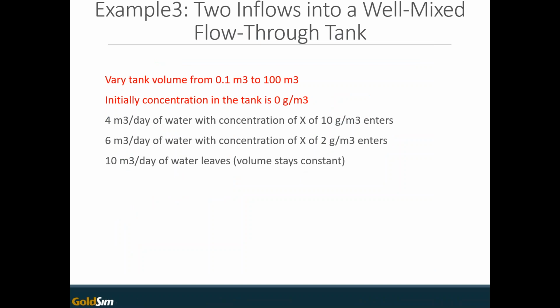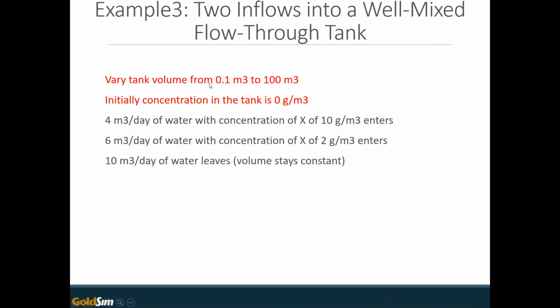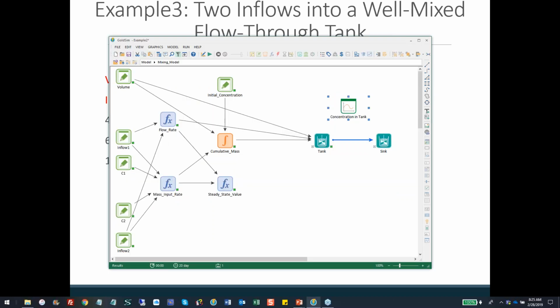Now let's think about the tank volume. How does the tank volume impact this simulation? In both of these two models, the volume was 10 cubic meters. So I'm going to build another model in which I vary the tank volume. I'm going to have the tank volume vary between 0.1 cubic meter and 100 cubic meters. And let's see how that changes the results.